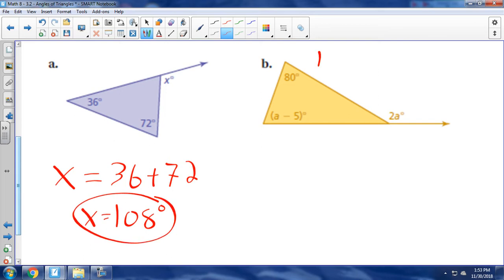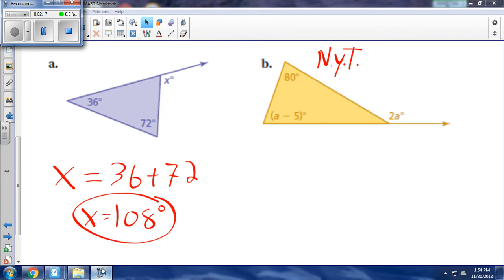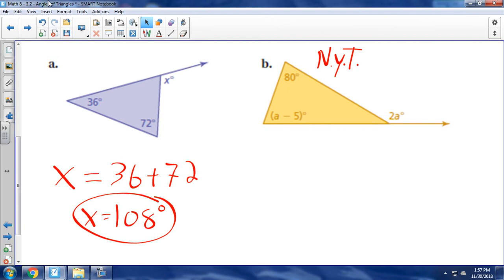So I want you to try this problem right here. This is your now you try. So pause the video and give this problem a shot. Remember, you'll need to set up an equation in this situation, then solve for A. And then it would be nice if you'd plug back in for A afterwards. So pause the video, give that a try. Okay, so hopefully that went pretty smooth for you on that now you try. And we're going to move on and see what is next on the paper.